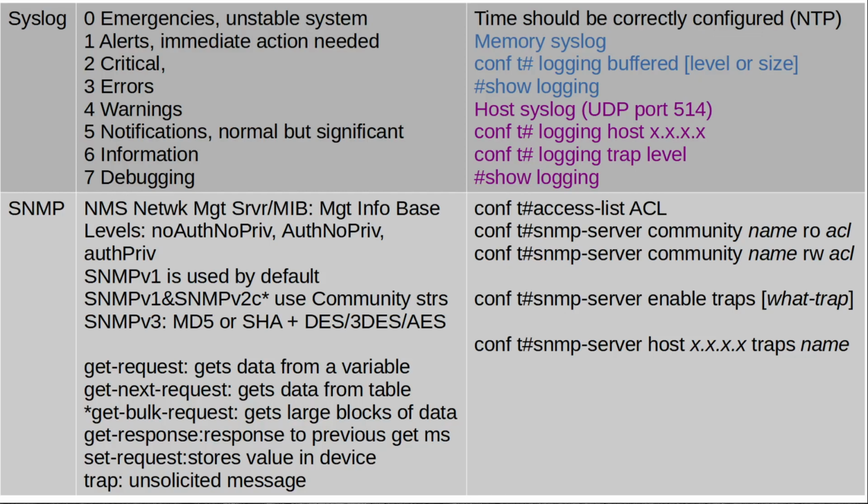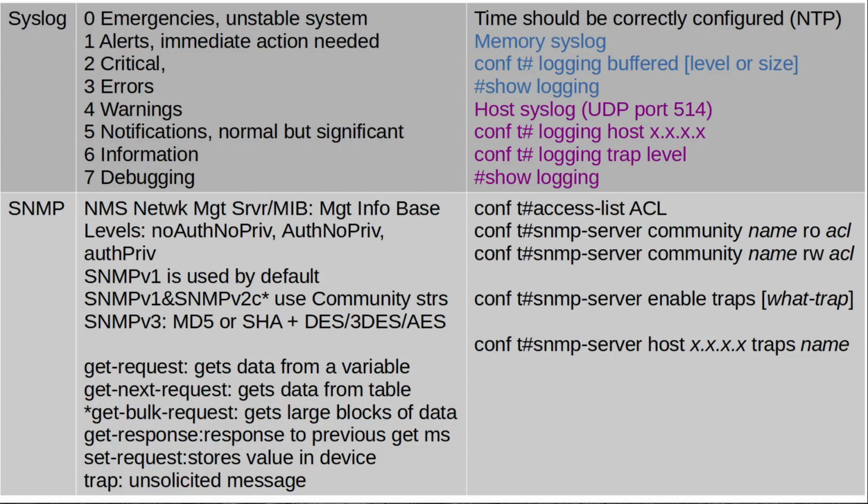There are several versions of this protocol. Version 1 and version 2C are not secure. They will not offer authentication or encryption, so it is recommended that you at least use an access control list when configuring them. They are based on community names, whereas SNMP version 3 will offer you authentication and privacy by using a hash algorithm and an encryption algorithm.